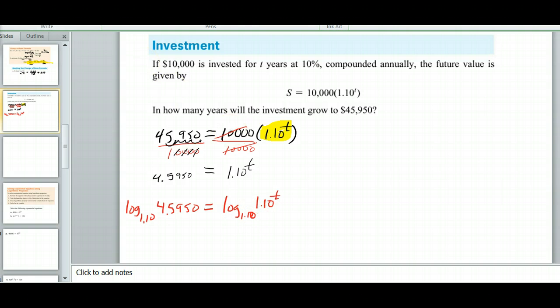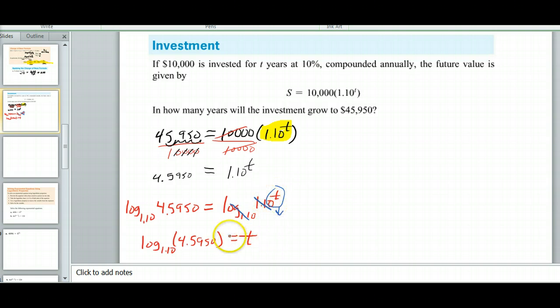Now why would I do that? Because again, I want this stuff on the right hand side to cancel out, so I'm just left with that t power. And just like we've been doing, if this base down here is the same as this base, this logarithm and this exponential wipe each other out. So we're going to get rid of this 1.10 and this whole log, and that t is just going to drop down. Alright, so what are we left with after that step? We're left with the log base 1.10 of 4.5950 equals t. And there's our answer.